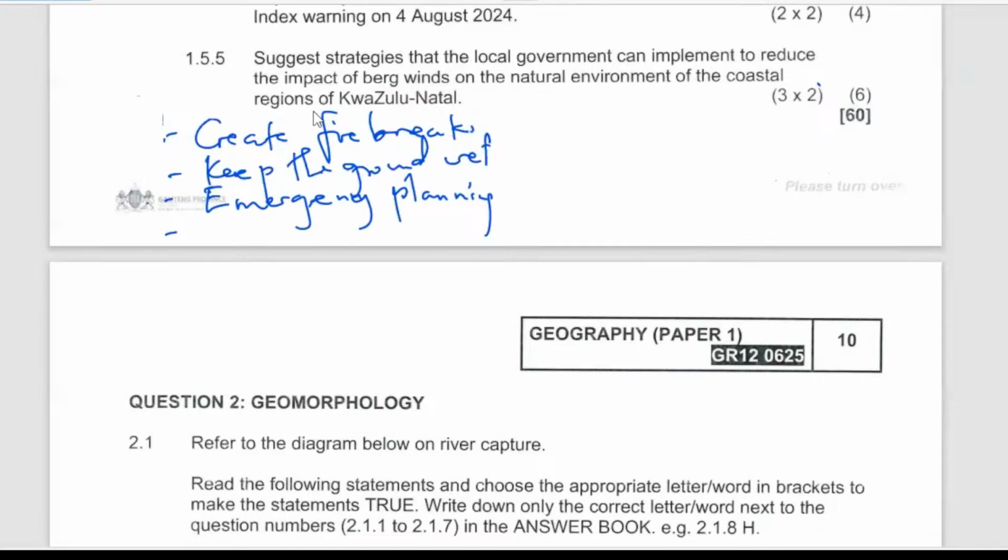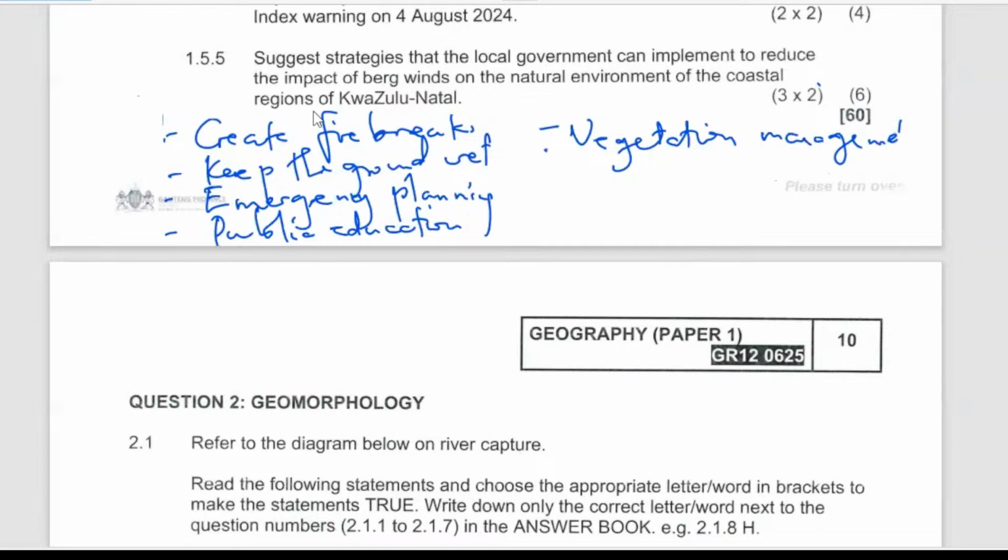And also we can talk of public education. Educating the people on how to reduce the impact of the Berg winds on the environment can also assist, so that people will take initiatives at household level and do not disregard the damage that is going to happen on the environment. Or we can talk of vegetation management. How can we manage the environment through managing vegetation?